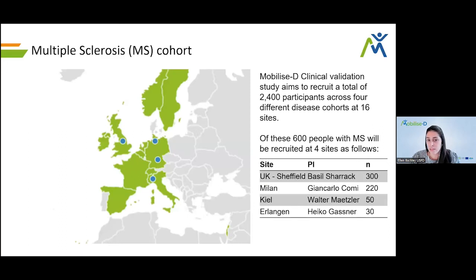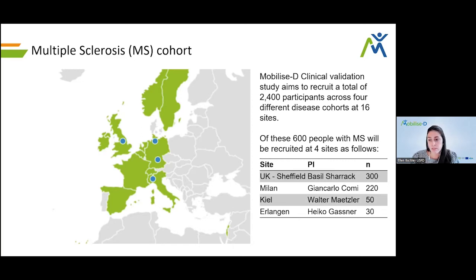There we go. So here's a slide that we've already seen a few times, especially if you've attended a few of the webinars. The whole thing starts looking a bit familiar. So the total cohort for the validation study is going to be 2,400 participants across 4 different cohorts. We're recruiting 600 patients each. So for our sites in Sheffield, Milan, Kiel and Erlangen, between us we need to recruit 600. So Sheffield, we've finished our group of 300, and the other 300 is split between the other 3 sites.